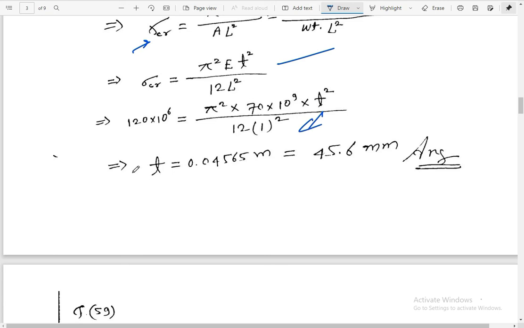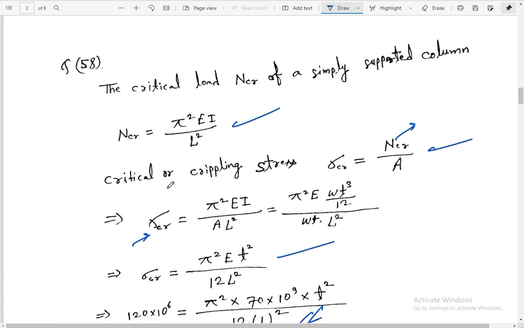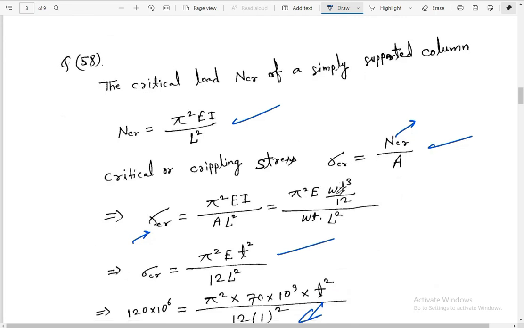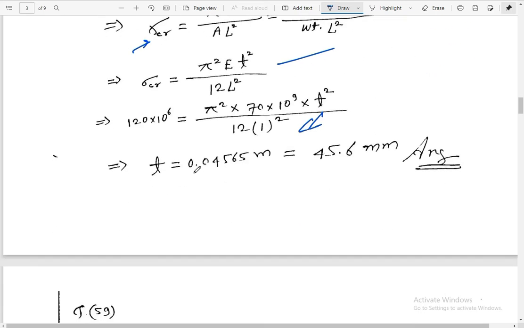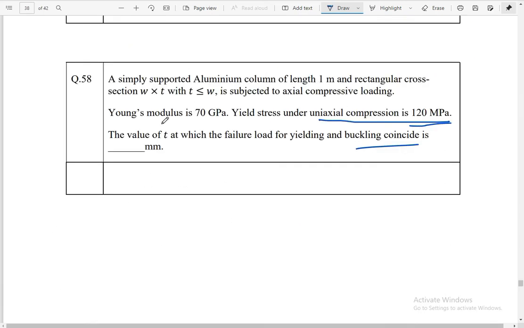See, if you know this formula, we can just solve it, and we'll get the T value. Here it is mentioned the value of T, that is the thickness at which the failure load for yielding and buckling coincide. Once we apply this formula, automatically it will show that they coincide, yielding and buckling.